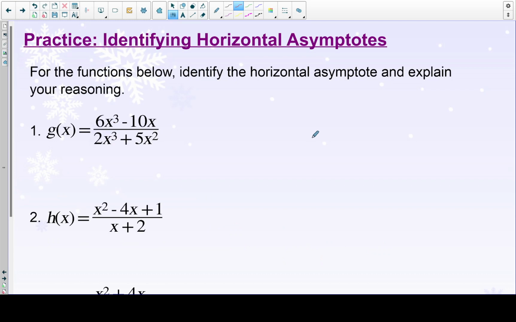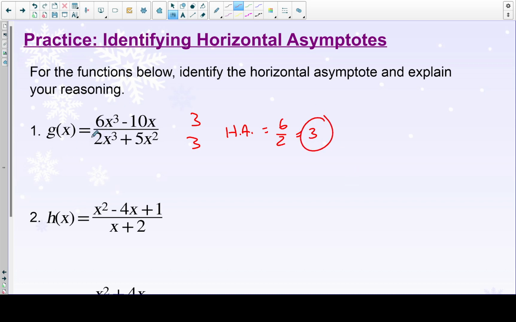Okay, so let's identify. For the functions below, identify the horizontal asymptote and explain. So first things first for all of these functions, the very first thing you do is find the degrees. Find the degree of the top, find the degree of the bottom. So in this particular situation, looks like we have a 3 on top, and on the bottom, we also have a 3, highest exponents for degree. Because they're the same, we're going to use the ratio of the leading coefficients, and so the horizontal asymptote is going to be at 6 over 2, which is 3.